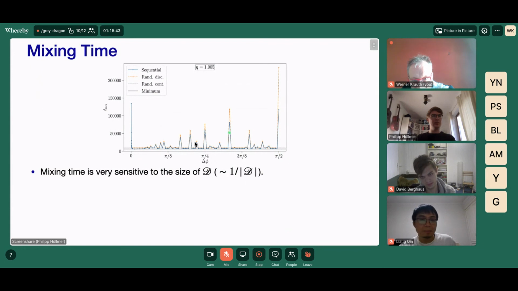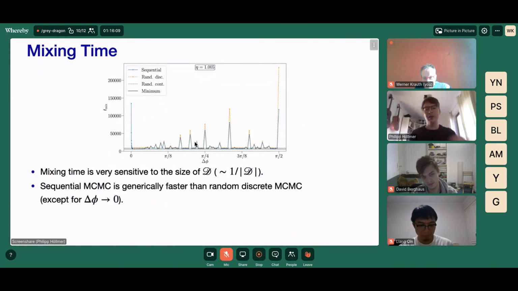The next largest bump we get here corresponds to 60 degrees, where the set size is 3. The next bump here corresponds to set size 4. This one 5, this one 6, this one 6 as well, I think. So we see as soon as we increase the set size, we decrease these bumps. And this is true, again, for both sequentially drawing elements from the set D or doing it randomly.